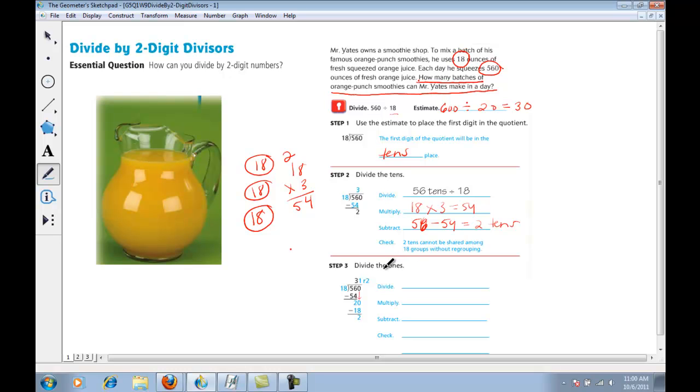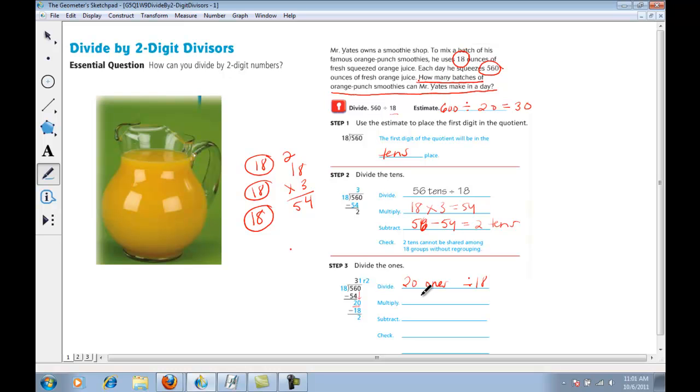So now I'm going to divide the ones. Since I had 2 tens remaining, I need to break those 2 tens up and regroup them into 20 ones. Now I'm going to divide 20 ones put into a group of 18. So I can only make one group of 18 there. So I'm going to put a 1 here. I just divided 20 ones put into a group of 18.